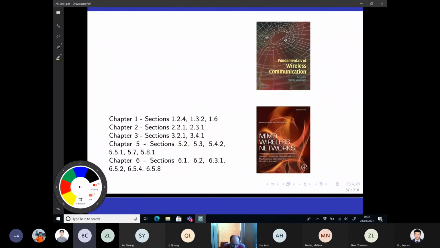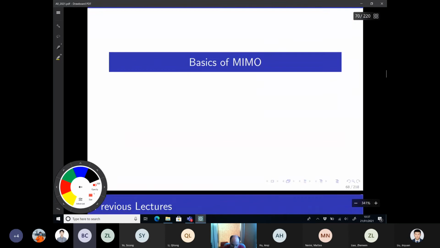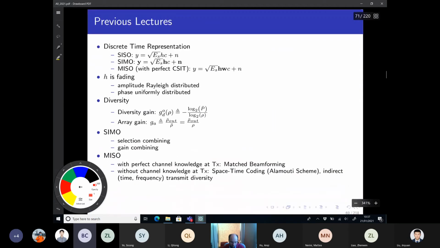Right, reference book. Lots of this comes from the MIMO book, those different sections here. Some aspects I cover are in David Tse's book as well, but maybe not in the same detail as here. Right, so let's look at the basics of MIMO.